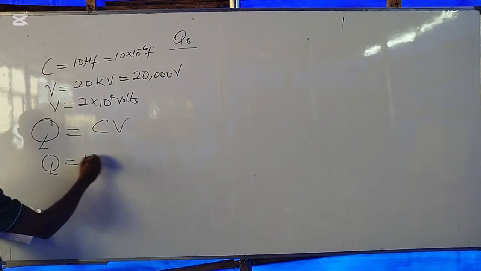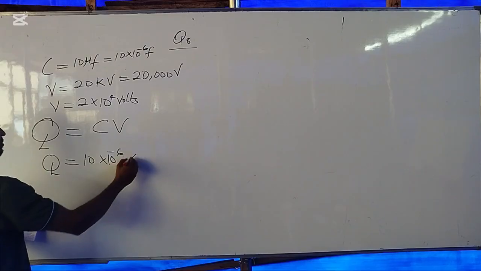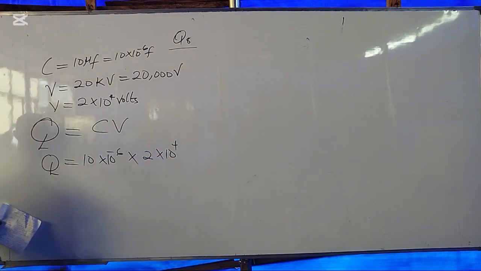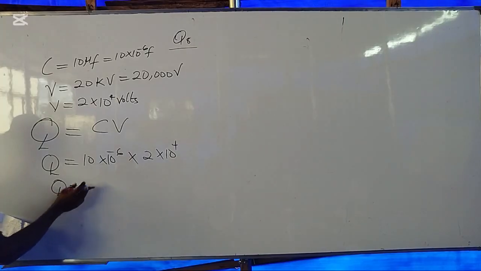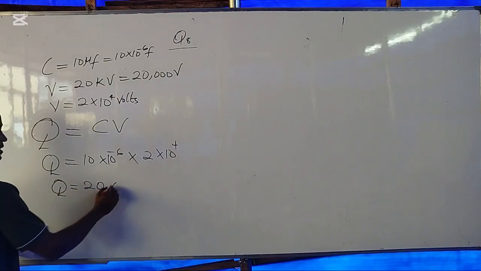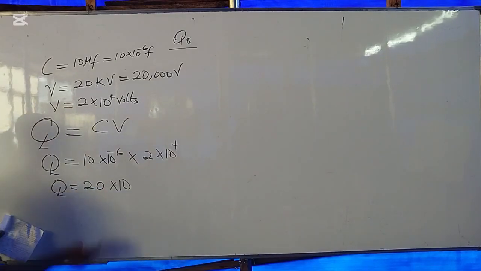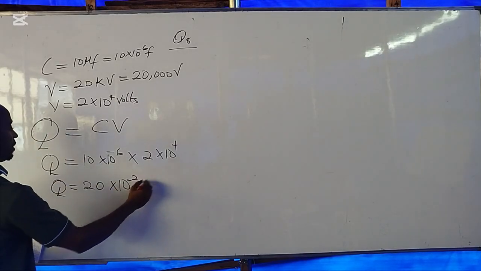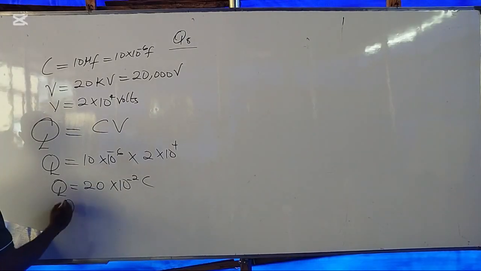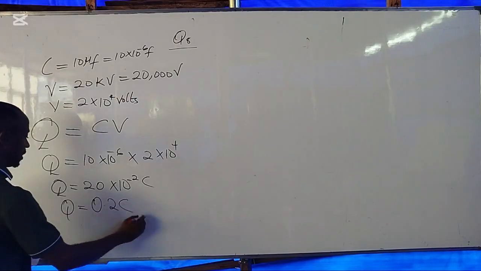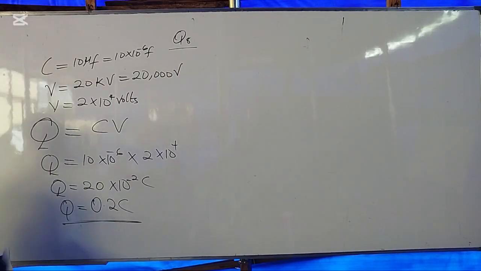So we have 10 times 10 to the minus 6 multiplied by 2 times 10 to the power 4, right? So what's that charge now? 10 times 2 is 20, times 10 to the power minus 6 plus 4, which is minus 2 coulomb, right? So this is the same as 0.2 coulomb, right? Okay.